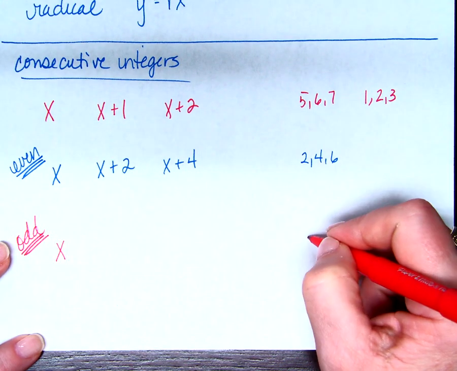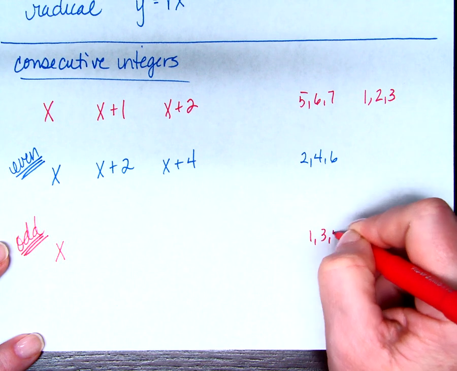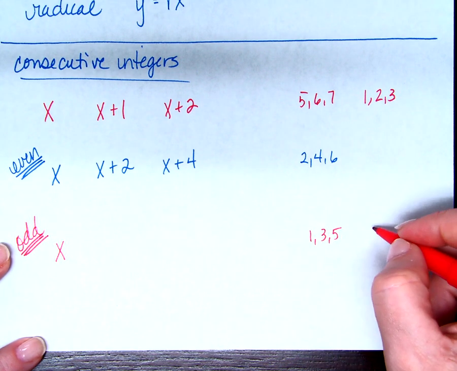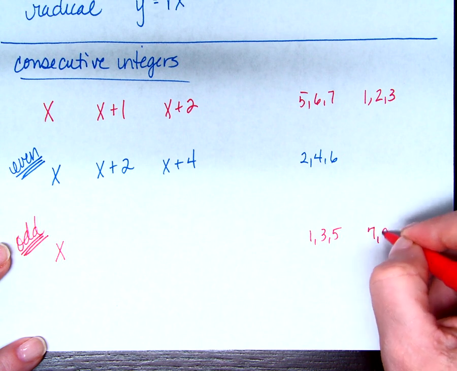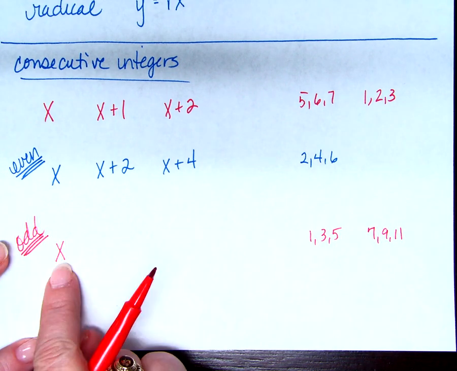Can somebody give me an example of 3 consecutive odd integers? 1, 3, 5. Somebody else give me another example of 3 consecutive odd integers. 7, 9, 11. Everybody okay with that? Okay. Back to the show.